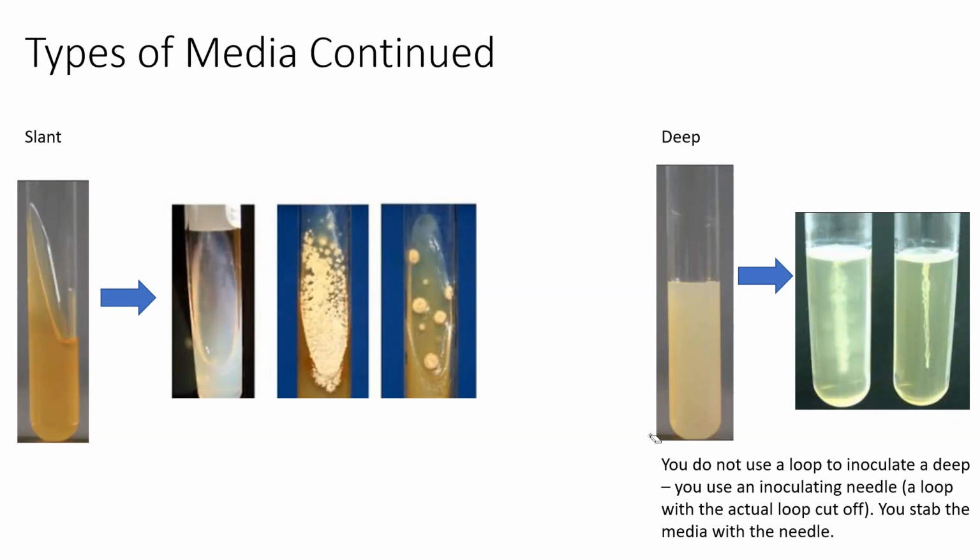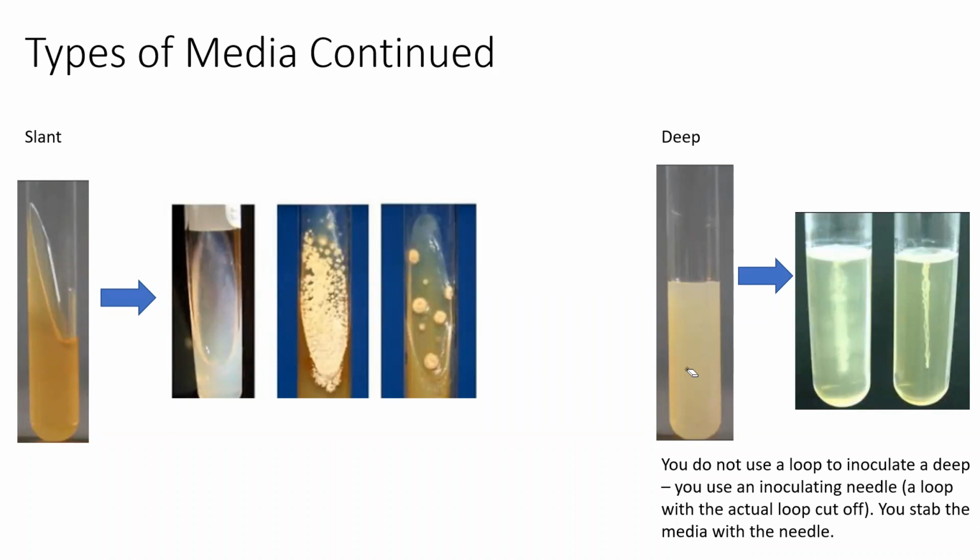And with the deep, again, remember you use an inoculating needle. And so I mentioned to y'all earlier that you can look at motility, which is what's happening in this particular photo. When you stab a deep, you're only introducing bacteria along that stab line, right? Because they're on the tip of the needle, you're inserting that tip of the needle into the media. So you're putting the bacteria in a very specific place.